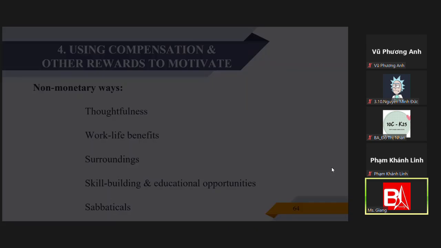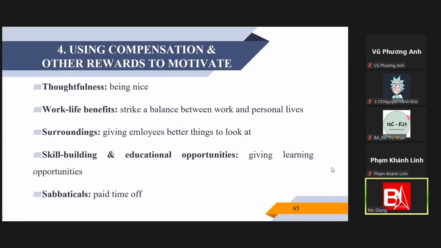The first one, thoughtfulness. Thoughtfulness means being nice, treat employees nice. So it is about the behavior, about the attitude of manager. The next one, work-life benefit. Strike a balance between work and personal life.